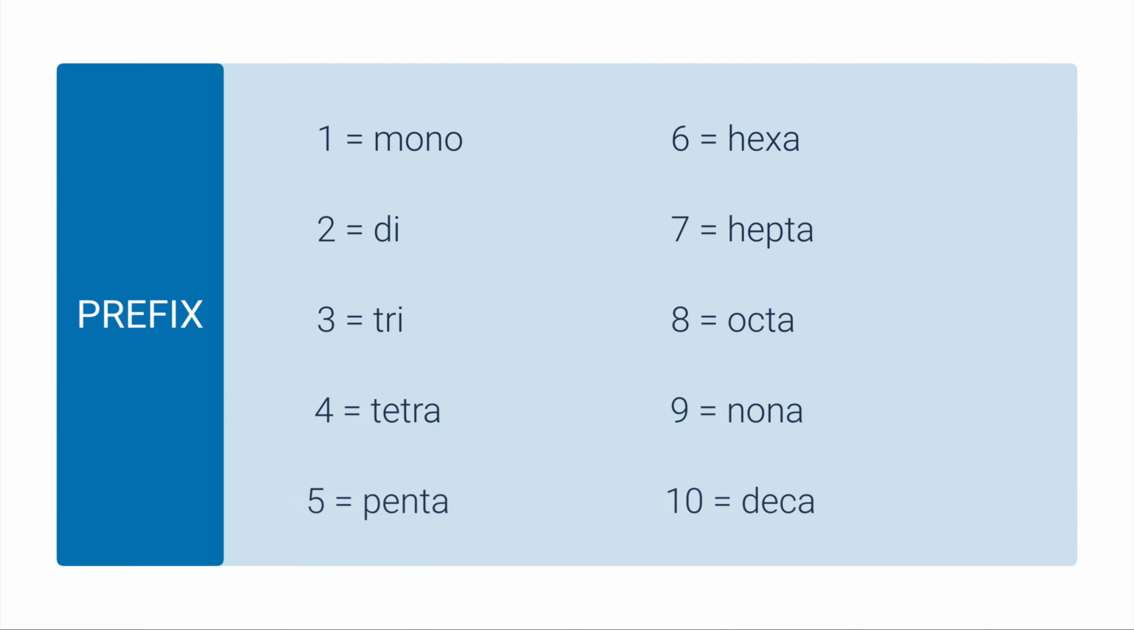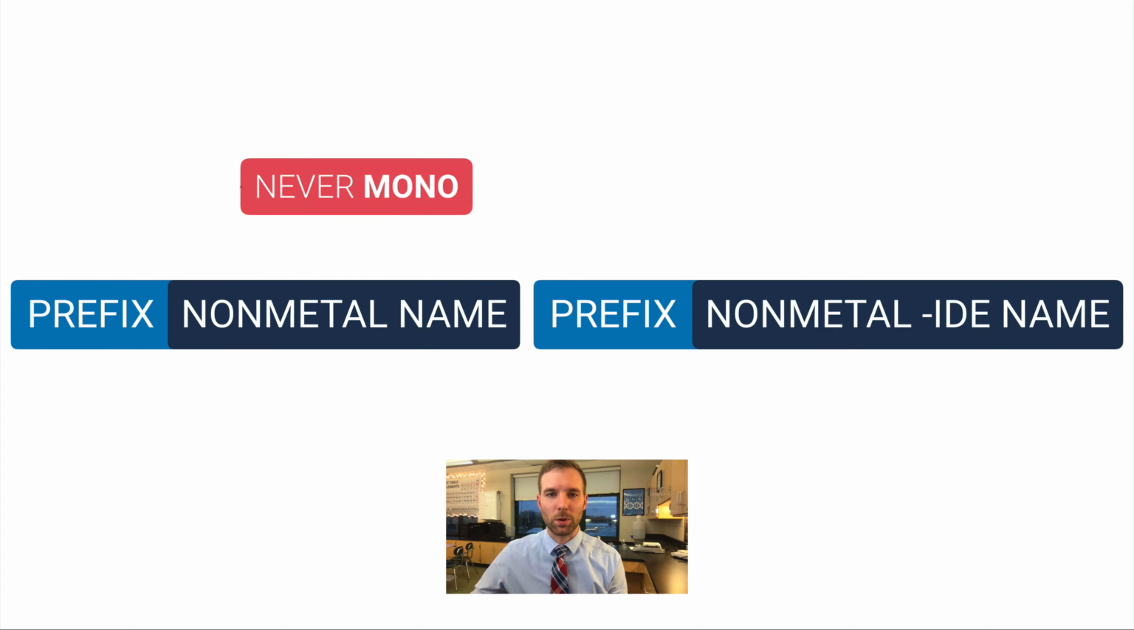Here are the prefixes. 1 is mono, 2 is di, 3 is tri, 4 is tetra, 5 is penta, 6 is hexa, 7 hepta, 8 is octa, 9 is nona, and 10 is deca. Now we'll come back to those prefixes in a second, but there is kind of two exceptions to this. Of course there are, it's chemistry. One exception is that if you ever plan to start a name with mono, in other words, if the first nonmetal starts with mono because there's only one atom of that first nonmetal, don't do it. Just leave mono off. The only time you'll use mono as a prefix is on the second nonmetal, the nonmetal-ide name. So that's one exception.